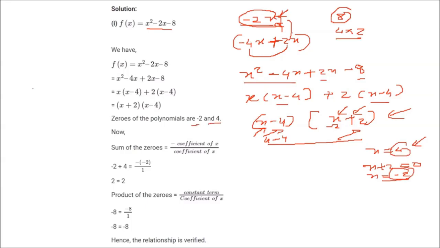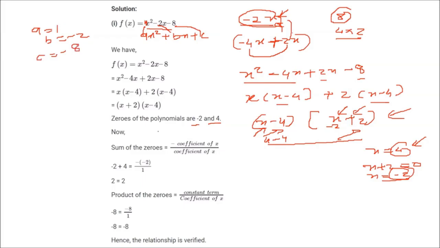So what is the sum of the zeros? Now we have to verify. If I compare this with ax square plus bx plus c, which is a normal quadratic equation, a is equal to 1. What is b? b is equal to minus 2. What is c? c is equal to minus 8.